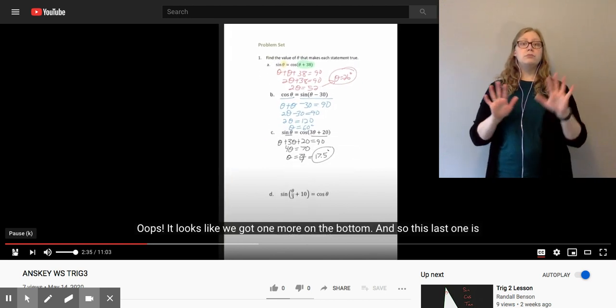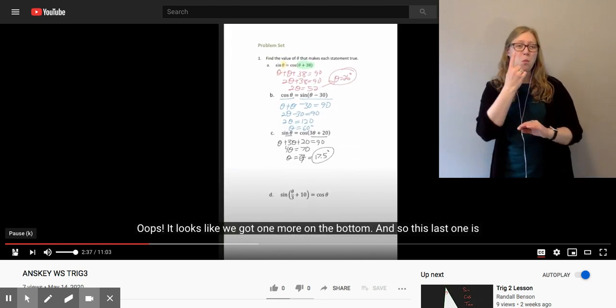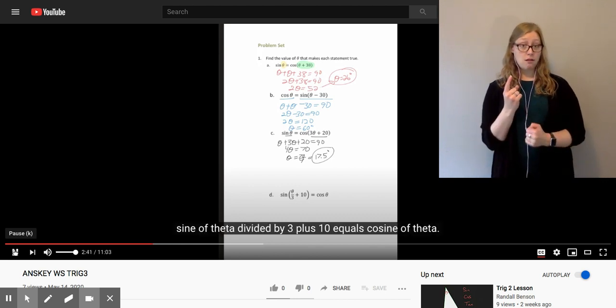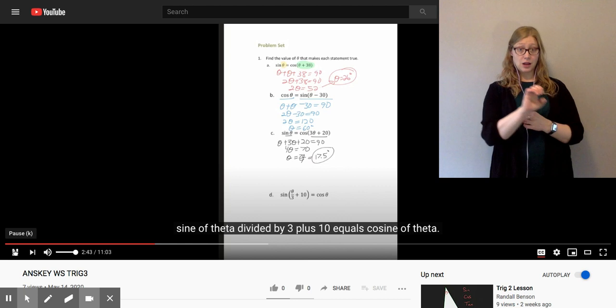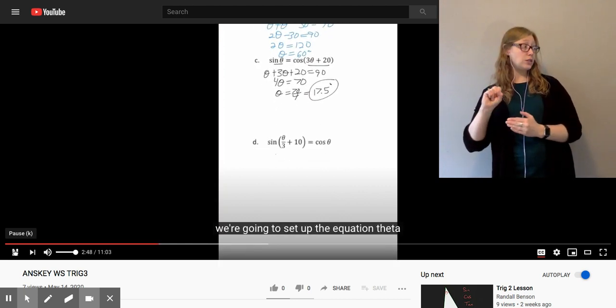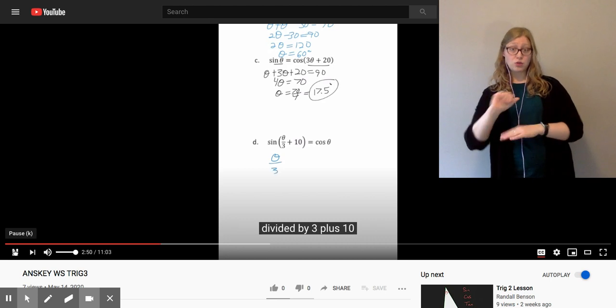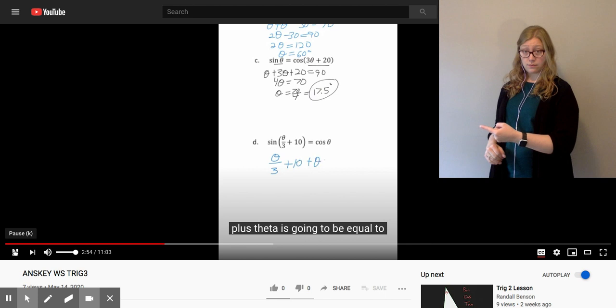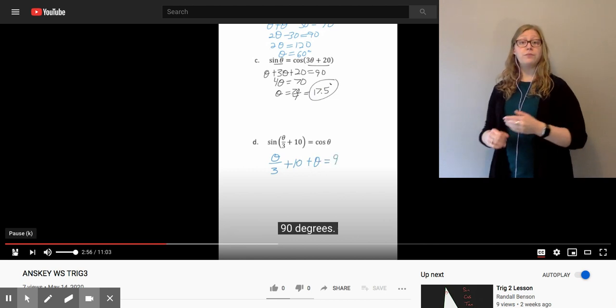Oops, it looks like we got one more on the bottom. And so this last one is the sine of theta divided by 3 plus 10 equals cosine of theta. So for this, we're going to set up the equation theta divided by 3 plus 10 plus theta is going to be equal to 90 degrees.